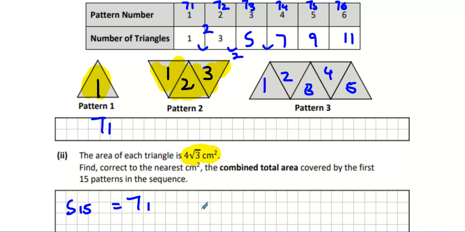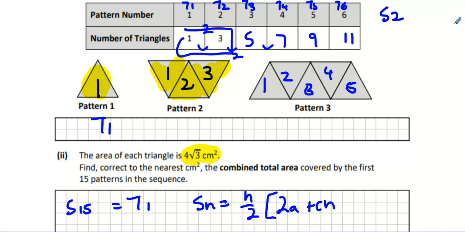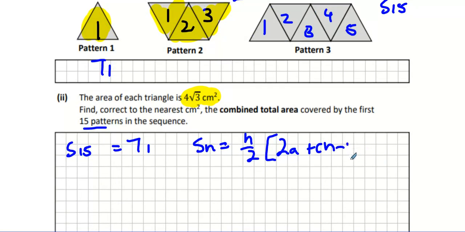So I'm going to take out the Sn formula for an arithmetic sequence. I'm going to find out how many triangles there are in total. Because let's, for example, say S2. S2 would be 1 plus 3, that would be 4 triangles. S3 would be 1 plus 3 plus 5, which would be 9 triangles. I have to find out S15, and I don't really want to count up all the way to T15 to make that happen. So I'm going to use my formula instead.